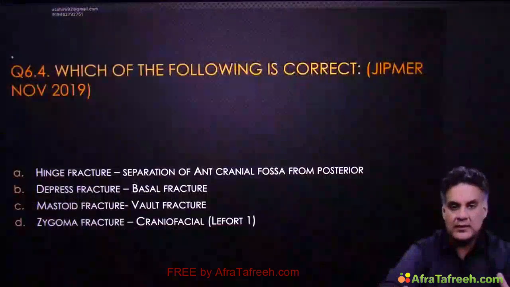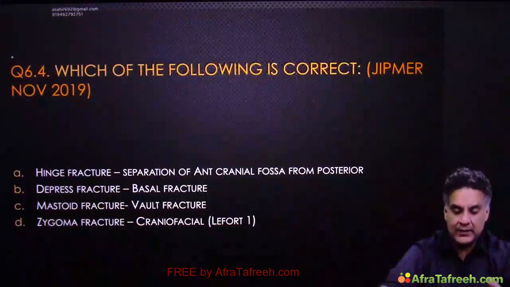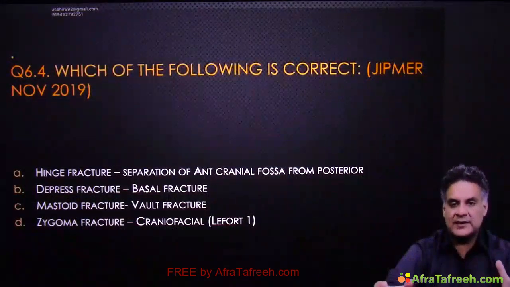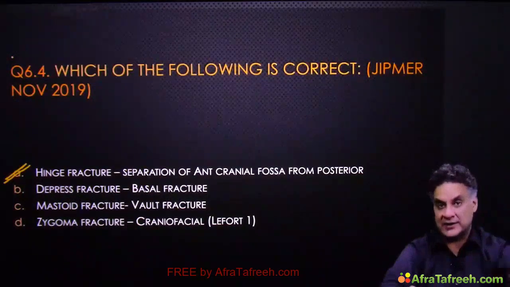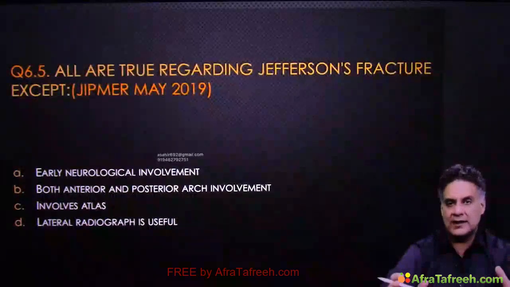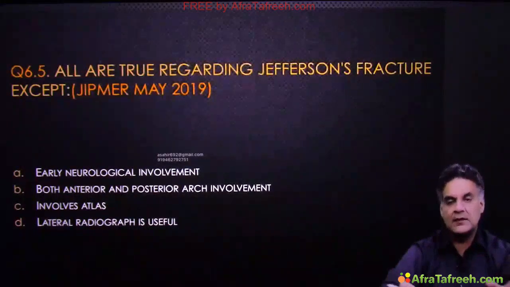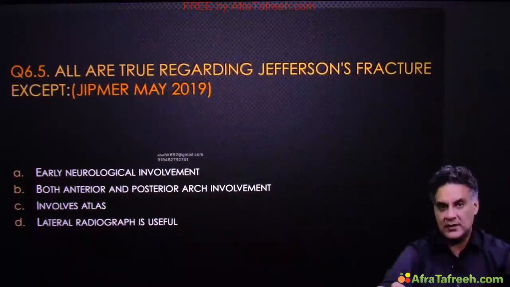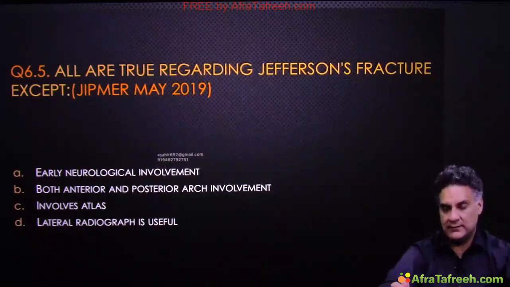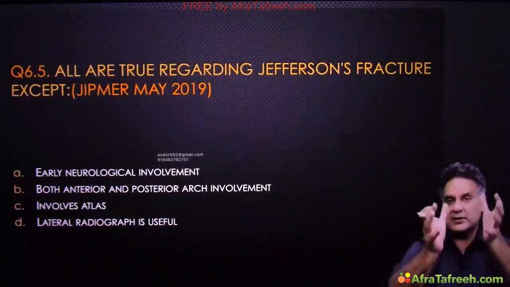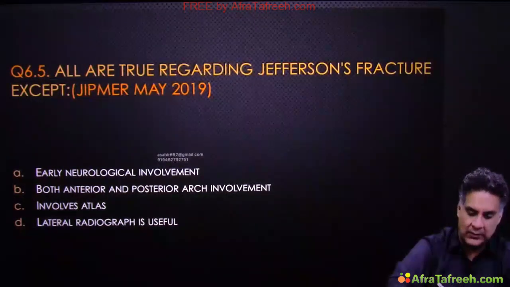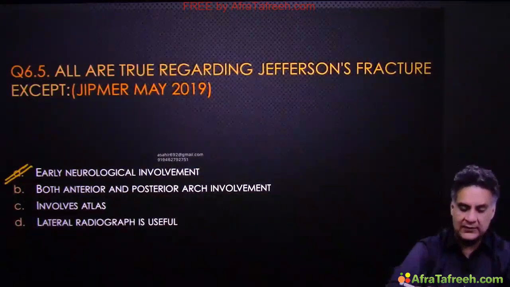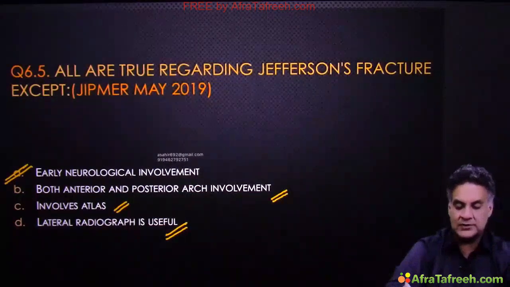Question number 4. Which of the following is correct? Hinge fracture is separation of anterior cranial fossa from posterior. Absolutely correct. It's also called a motorcyclist fracture. All are true regarding Jefferson fracture except C1 and C2 injuries usually do not have neural deficit because it's a very capacious area. So the early neurological involvement will not be there. We know that Jefferson involved the atlas, lateral axis is useful, both anterior and posterior arches involved.